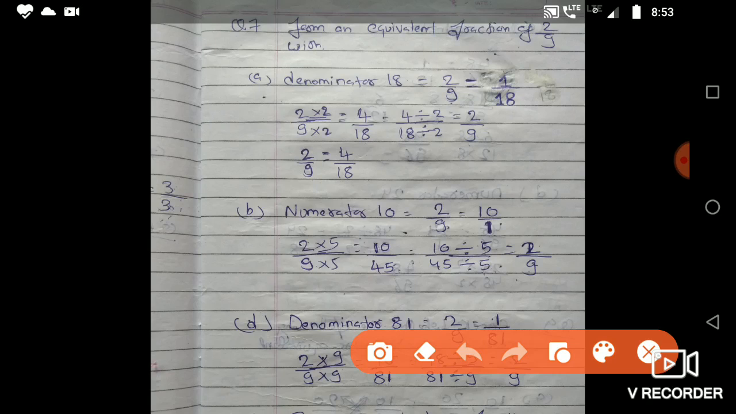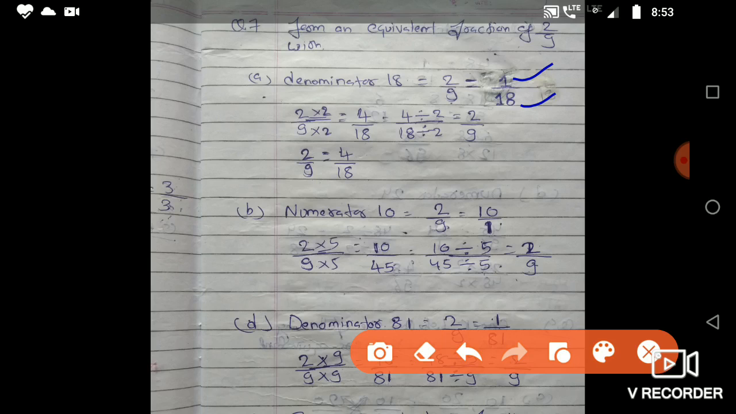Next, question number 7. Form an equivalent fraction of 2 by 9 with the following numbers. That means the following denominator or numerator is mentioned in the question. First question, denominator 18, and the first fraction is 2 upon 9 equal to, numerator not given, so here we assume a blank and the denominator is 18, so we write 18. Here we find the equivalent fraction same as in question number 6.